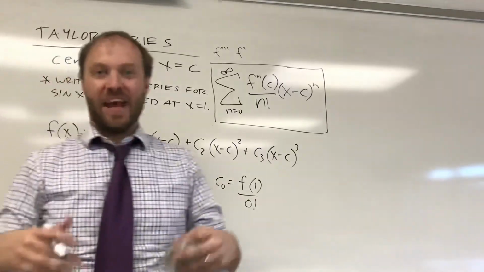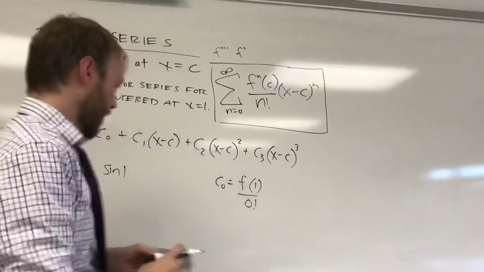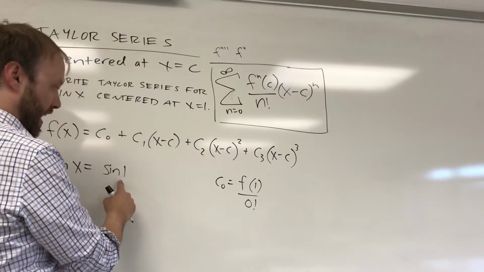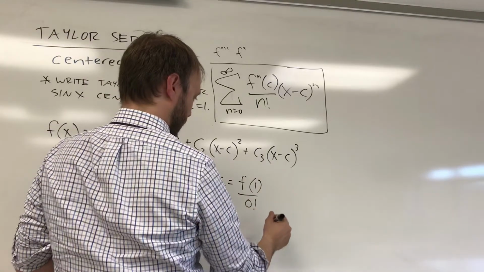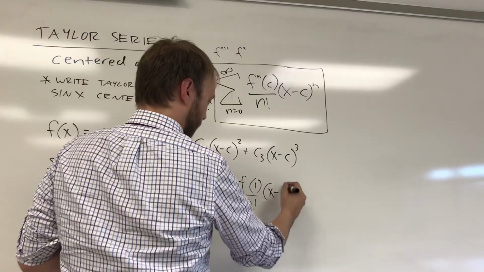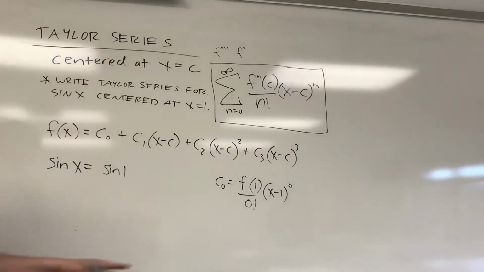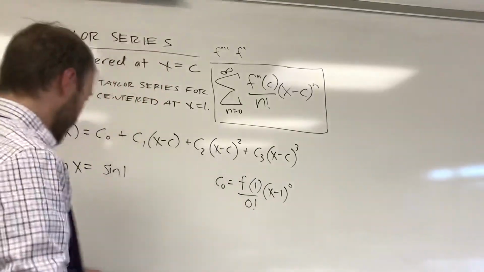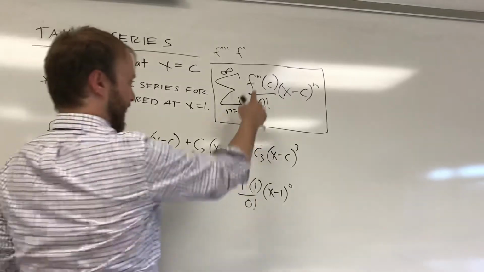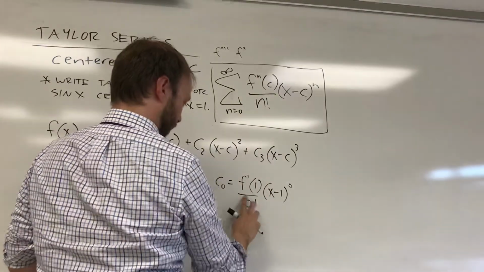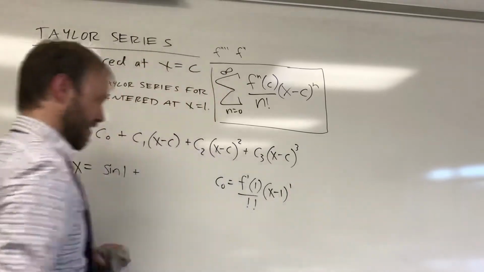I could evaluate that and get a decimal. I don't want to do rounding in this. I want to keep this in exact form. So it's going to be sine of 1 divided by 0 factorial. And then, of course, we're multiplying by x minus 1. And this is the 0th term, so it'd be the 0th power. So that'll just become 1 and go away. So it's going to be sine of 1 plus, then we're going to take the first derivative at 1 divided by 1 factorial, and we're going to have x minus 1 to the first power.